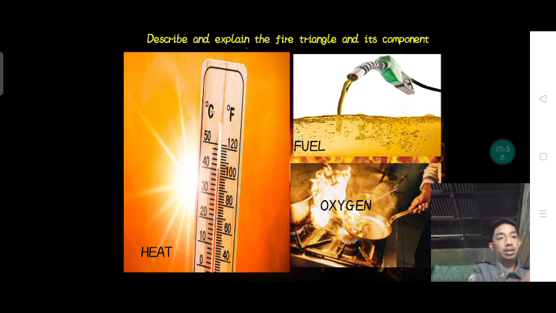And then oxygen. The final element of the fire triangle is oxygen, which is also an essential component of fire. A fire needs oxygen to start and continue. That is why one recommendation for extinguishing a small fire is to smother it with a non-flammable blanket, sand, or dirt.